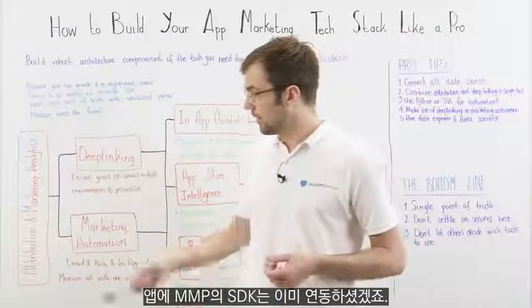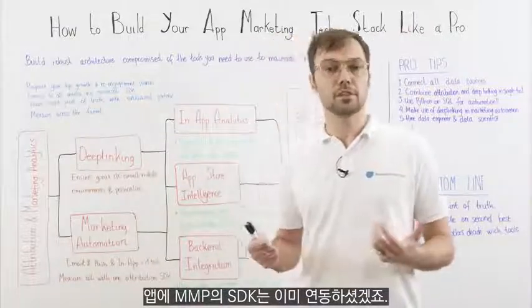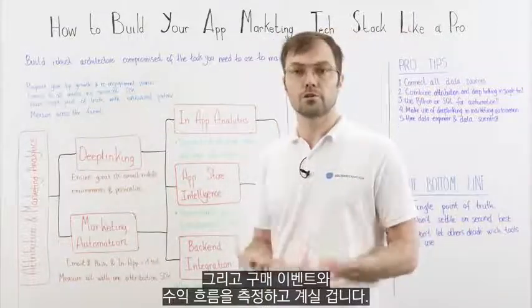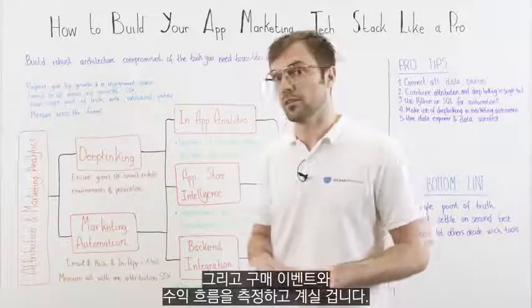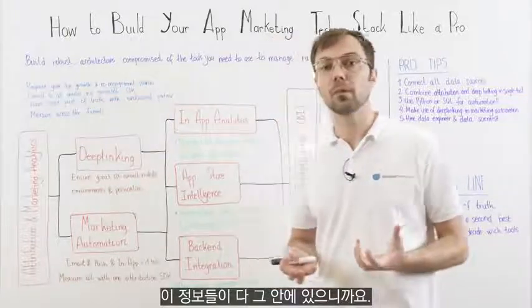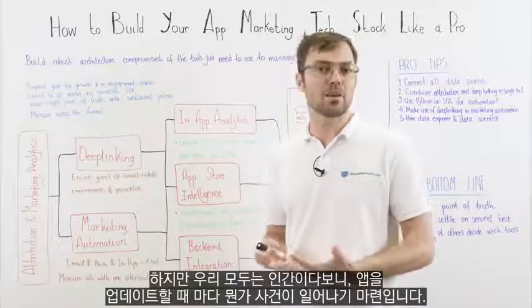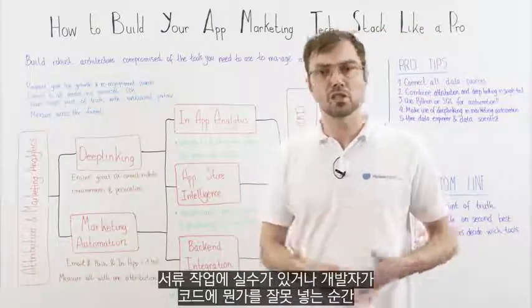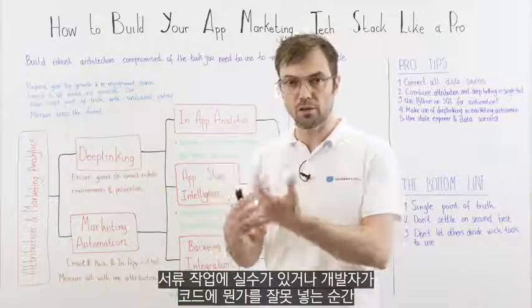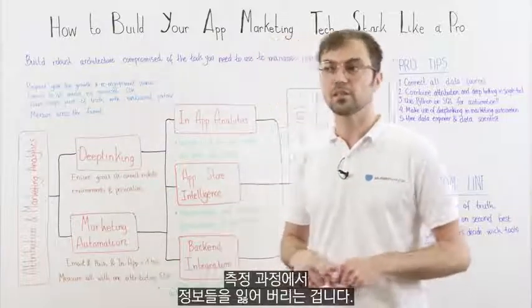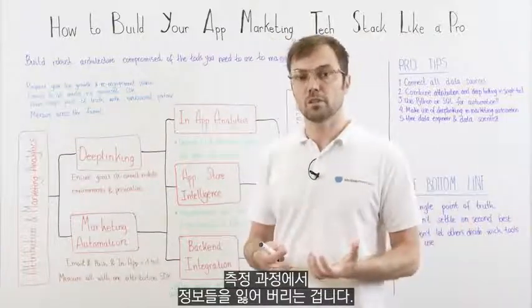You might have an SDK from your MMP integrated. You are tracking purchase events, you are tracking revenues, this information. This is all there. But as we are all humans, with every app update, something can happen. It can be a bad documentation, it can be a developer who broke something in the code or something like that, and you are suddenly losing information in your tracking.